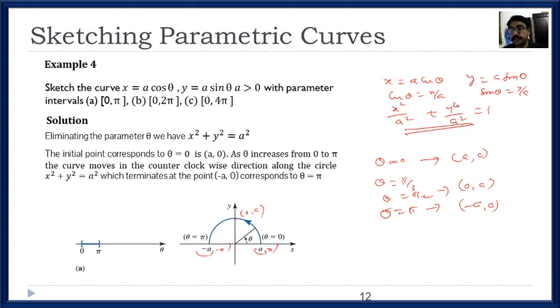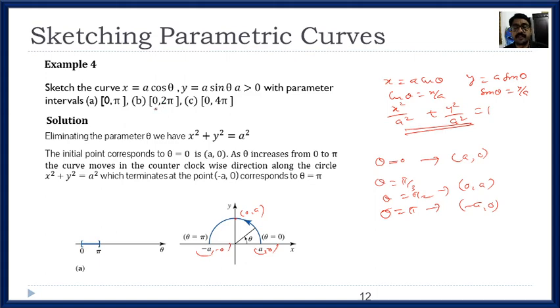So x square by a square plus y square by a square equal to 1 we got by eliminating theta from the parametric equations. And one cannot say that the curve represented by x equal to a cos theta, y equal to a sin theta in the interval 0 to pi is the whole circle. It is only a semicircle. So the parameter interval is also very important. Then how do we get the whole circle?